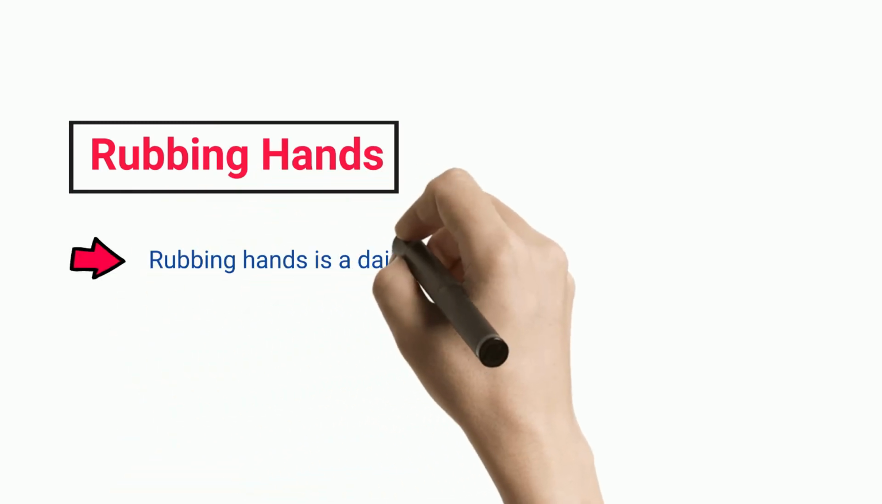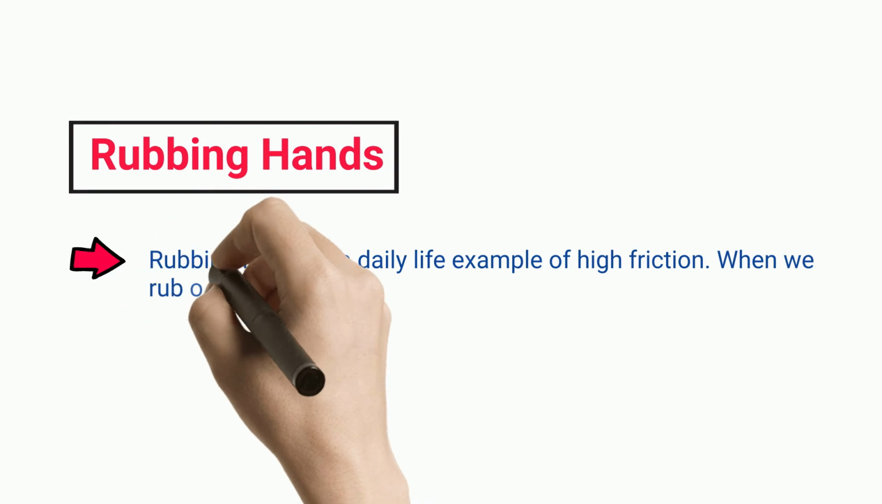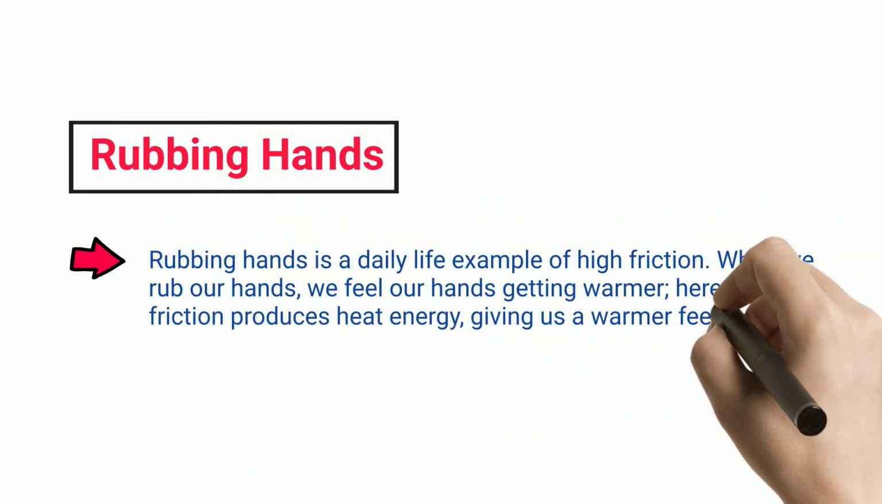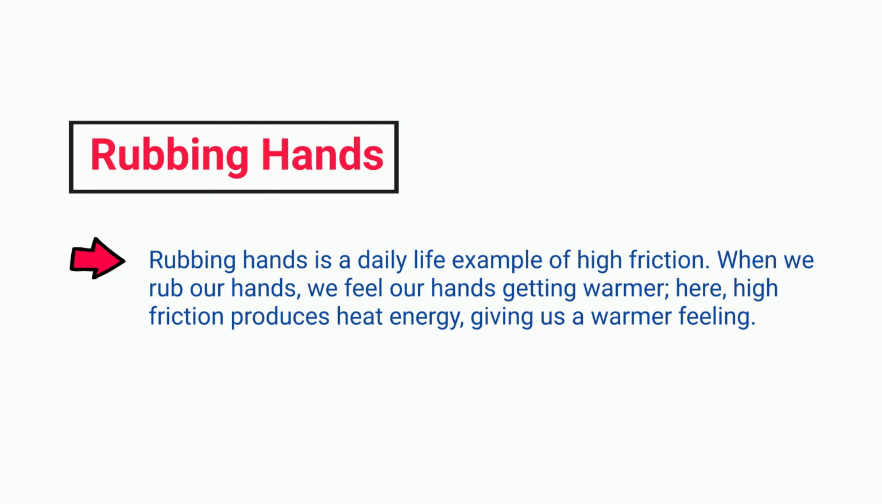Rubbing hands. Rubbing hands is a daily life example of high friction. When we rub our hands, we feel our hands getting warmer. Here, high friction produces heat energy, giving us a warmer feeling.